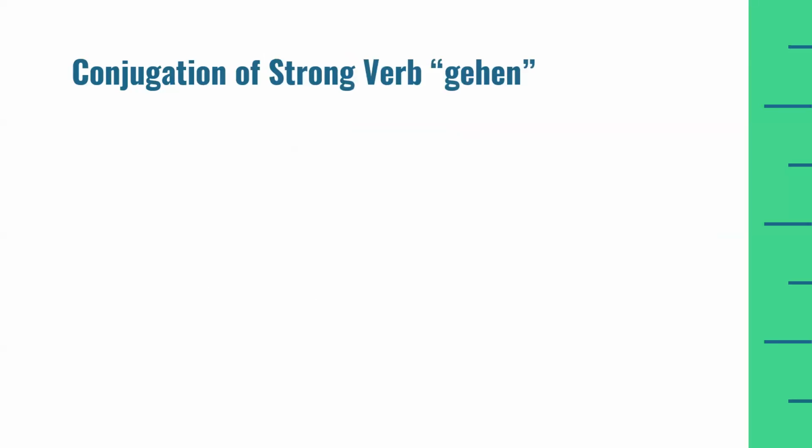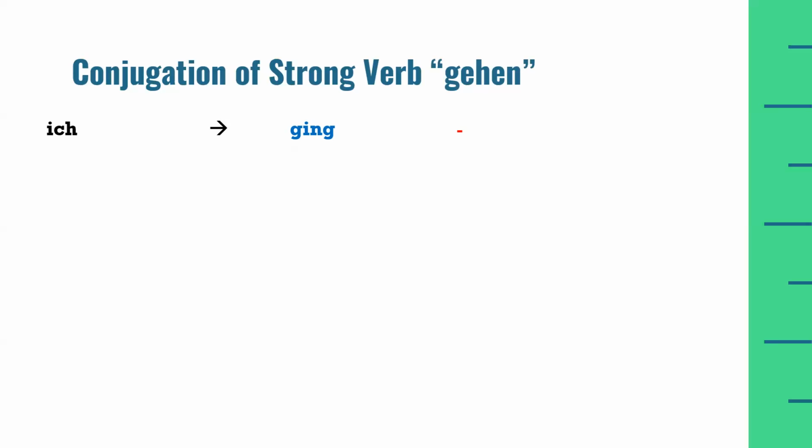Now, let's have a look at an example of strong verb like gehen. So if I have a verb gehen and I want to use it in past tense, just like in English language where we have to use go, went, gone. In German language, we cannot apply the pattern that we have learned in the previous slide on strong verbs. Here we have to follow a different pattern in order to make the past form of the verb.